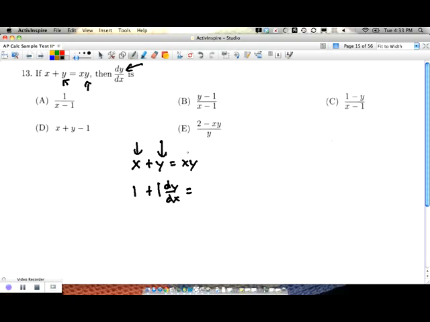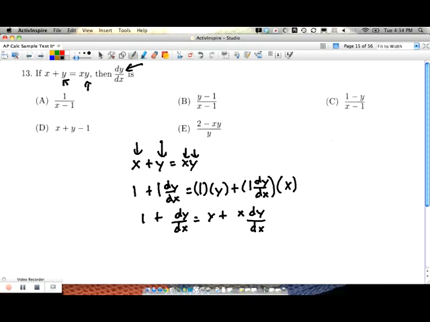Over here we have a product rule, x times y. I know that I'm going to have the derivative of the first times the second. So the derivative of x with respect to x is 1 times y, plus the derivative of the second, which is 1 dy dx, times x. If I were to rewrite this a little more simply, I'd have 1 plus dy dx equals y plus x times dy dx.